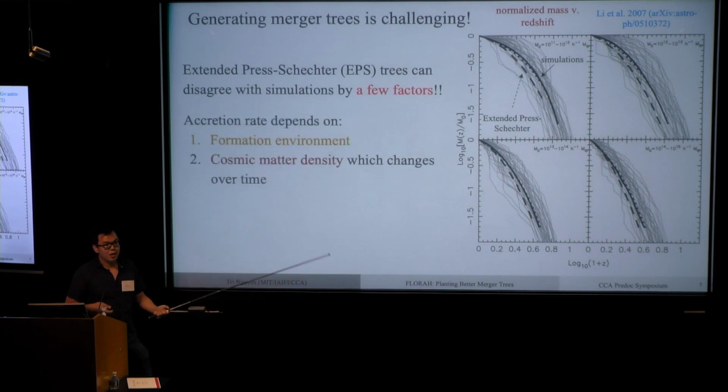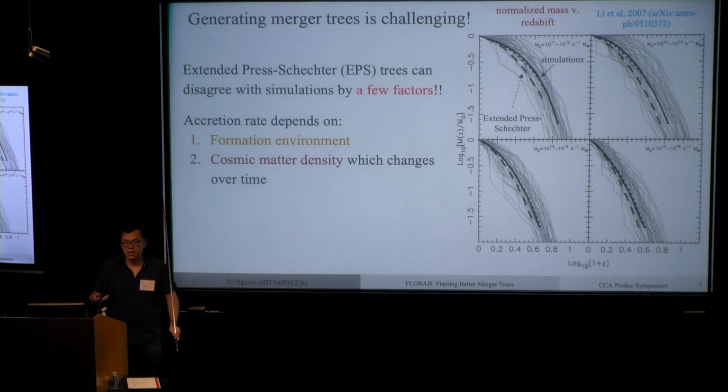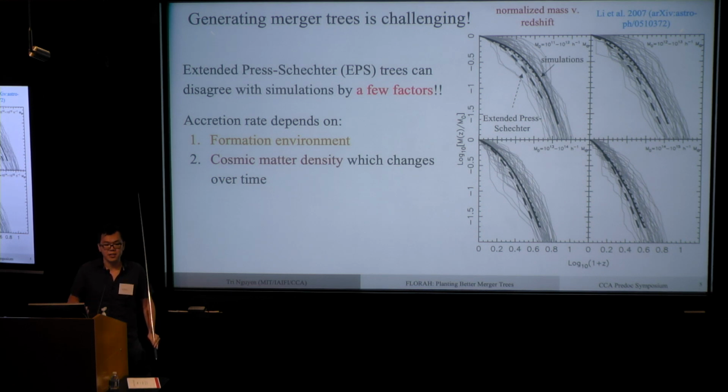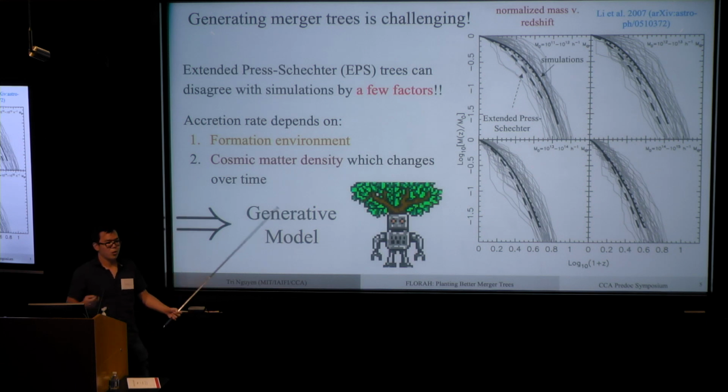So this is because the accretion rate depends on the formation environment and also the cosmic matter density, which changes as a function of time. So there's a lot of underlying physics going on here. To solve this problem, we resort to using machine learning, and in this case, we would use generative models.